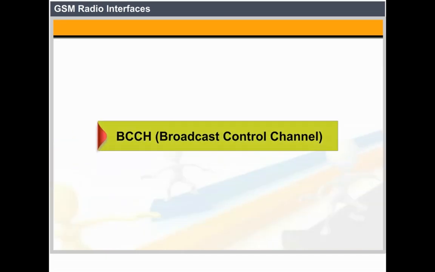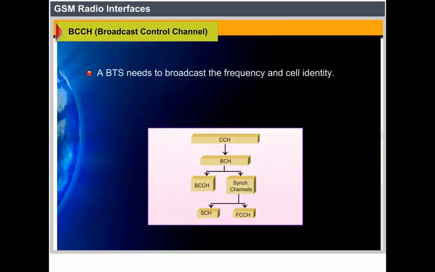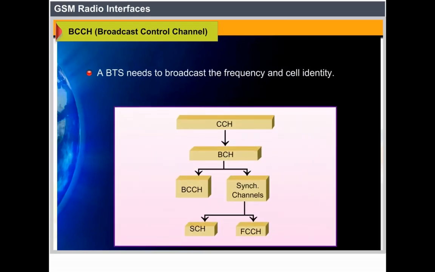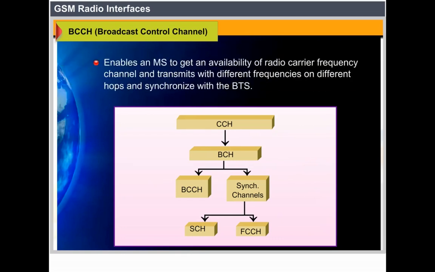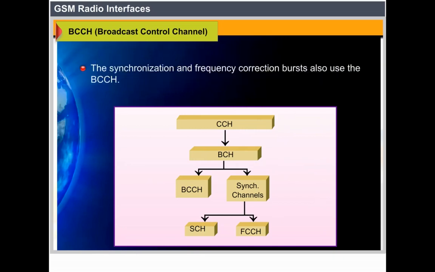BCCH, broadcast control channel. A BTS needs to broadcast the frequency and cell identity. A BTS needs to broadcast to all the MSs in the cell the information regarding frequencies and sequence options for hopping that can be assigned to them. BCCH is used for this purpose. It enables an MS to get an available radio carrier frequency channel and transmit with different frequencies on different hops, synchronized with the BTS. The synchronization and frequency correction bursts also use the BCCH.